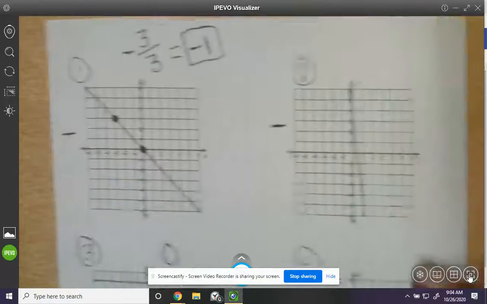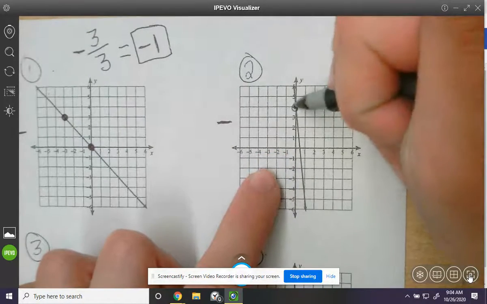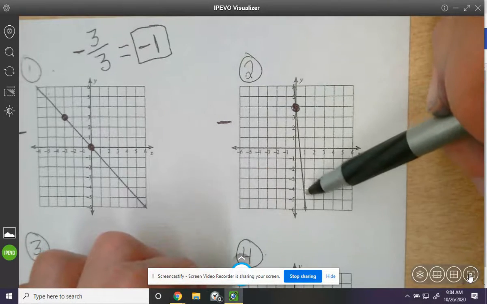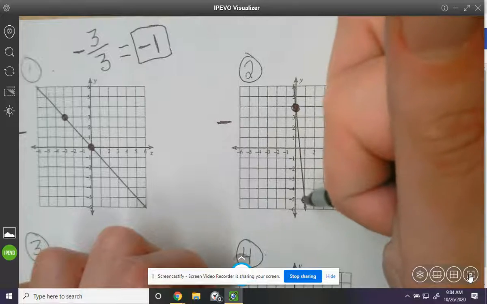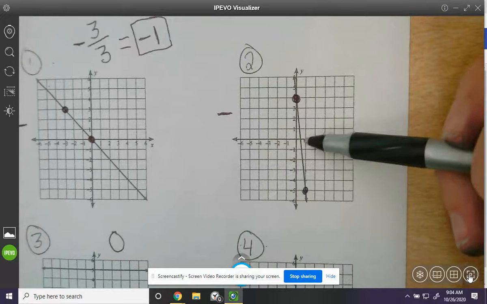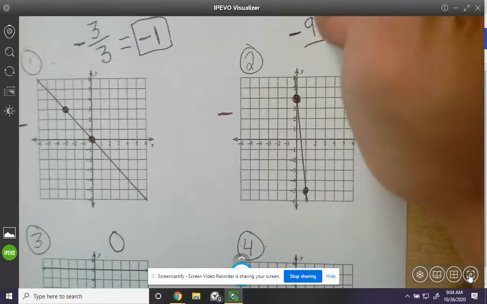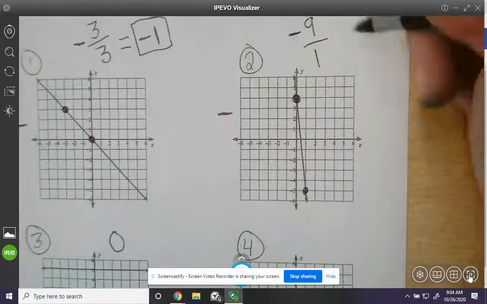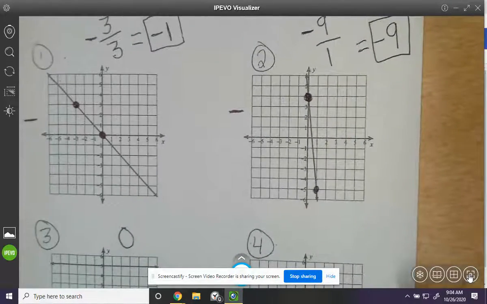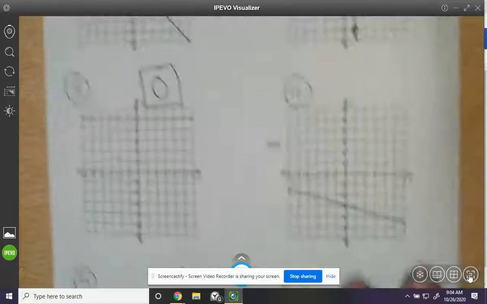Okay, let's find our points on this one. I think it crosses right here at 4. And then it's close there, but it definitely crosses right there. So now I'm going to start at my lowest point and I'm going to count up. 9. So remember, it's negative 9 over 1. So that just simplifies to be negative 9. Okay, this one's just 0. I don't have to do anything to that because my slope is just 0.